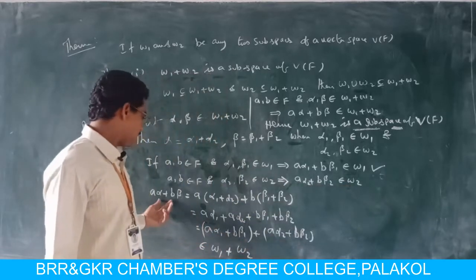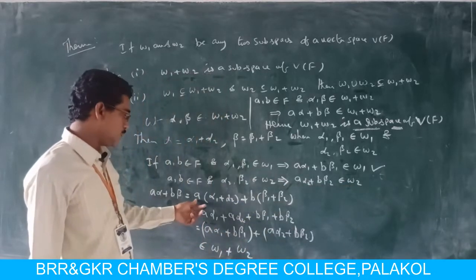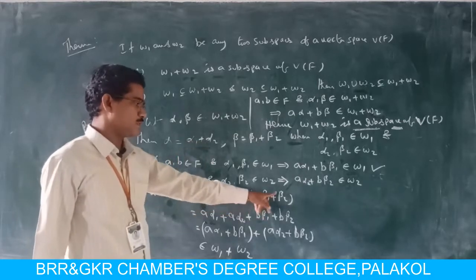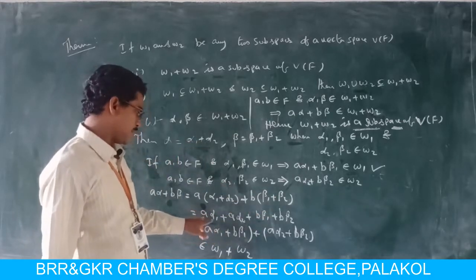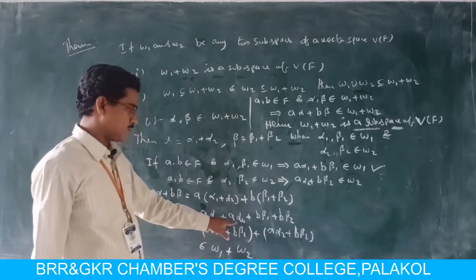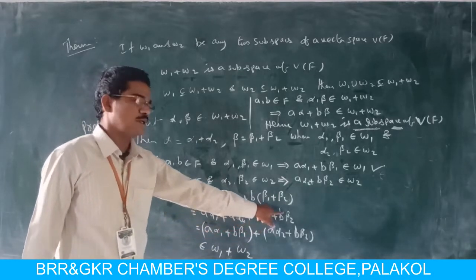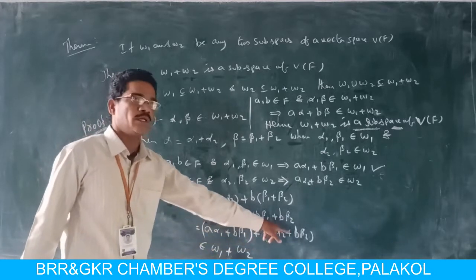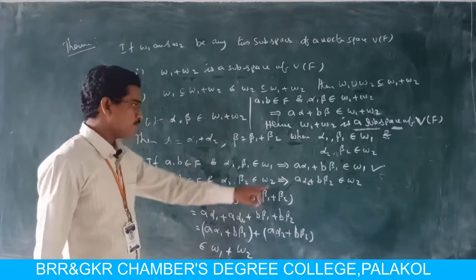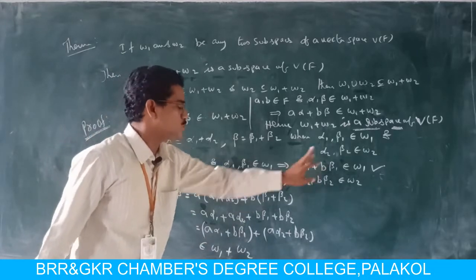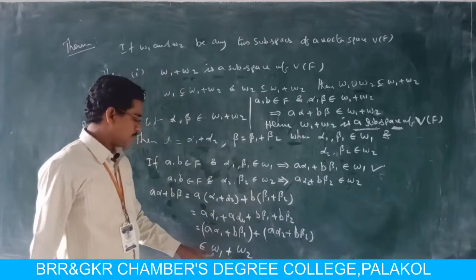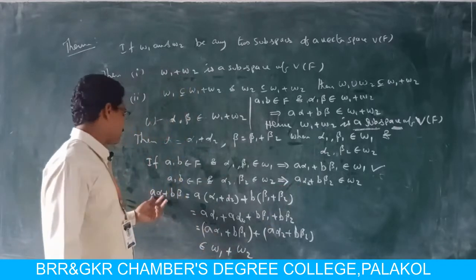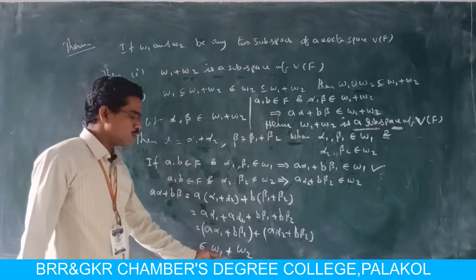Now, A alpha plus B beta equals A into (alpha 1 plus alpha 2) plus B into (beta 1 plus beta 2), which is A alpha 1 plus A alpha 2 plus B beta 1 plus B beta 2, then A alpha 1 plus B beta 1 plus A alpha 2 plus B beta 2. Here A alpha 1 plus B beta 1 belongs to W1, and this belongs to W2. Therefore, A alpha plus B beta belongs to W1 plus W2.